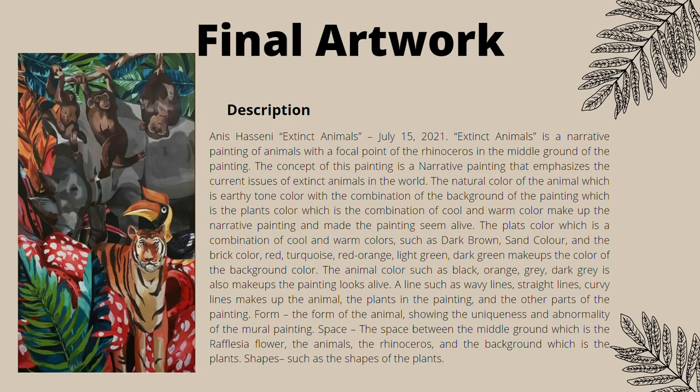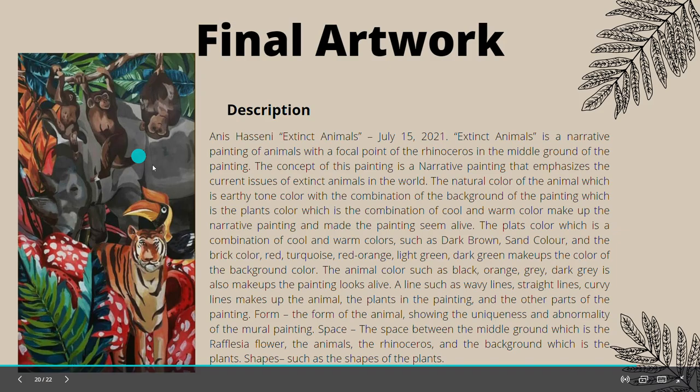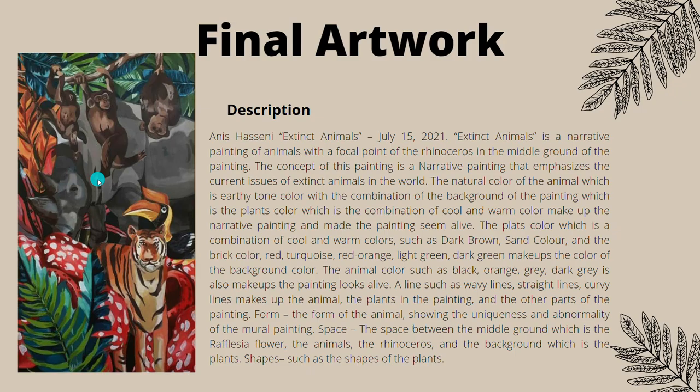The form, as we can see here, of these animals shows the uniqueness and the abnormality of this painting. The space is between the foreground, middle ground, and the background, which is the reference flower. The middle ground is the rhinoceros, and the background is the plants. And lastly, shapes, such as the shapes of the plants.